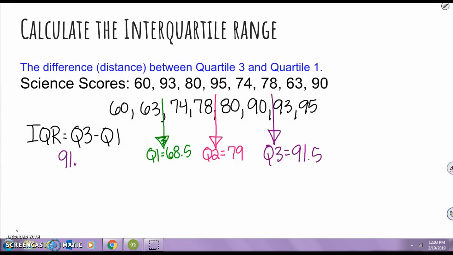Q3 is 91 and 5/10 minus Q1, which is 68 and 5/10. To find the interquartile range, I just subtract these 2 numbers. The distance or difference between quartile 1 and quartile 3 is 23. So our interquartile range is 23.